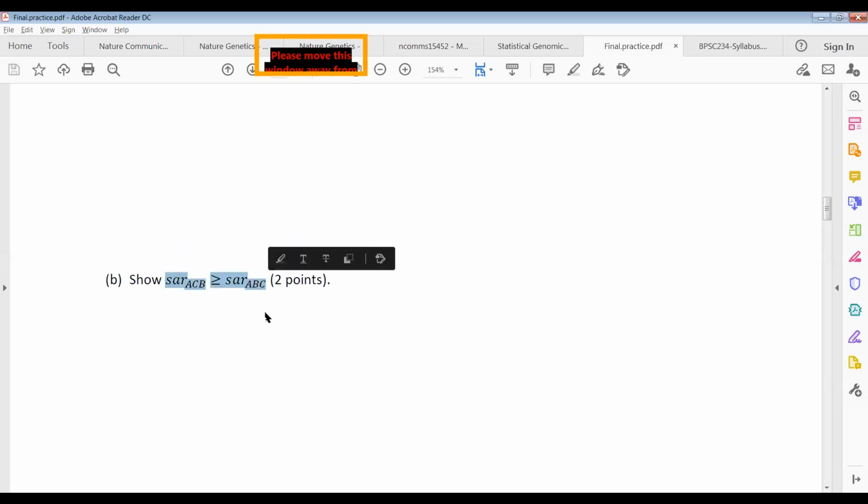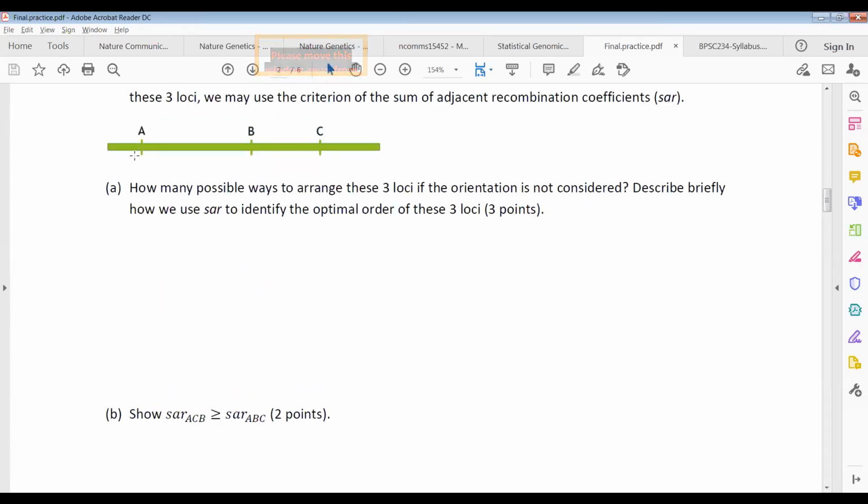So we do not need to talk about this, right? I have shown this in the lecture notes. So how can we prove that if the real order is like this, if these 3 loci are arranged in this way, the SAR for the correct order will be the minimum, the smallest one? Given any wrong order, if you calculate the same thing, the sum of the adjacent R, this value must be greater than the SR value for the correct order.